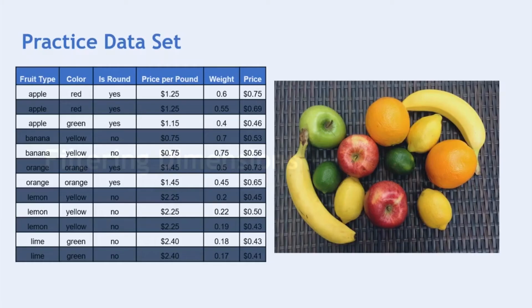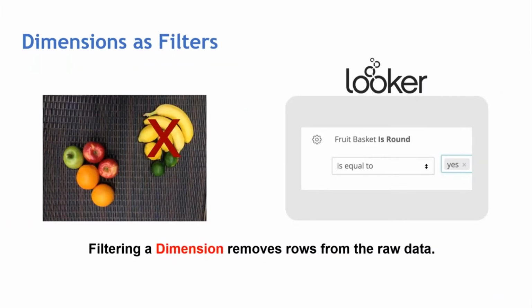Now let's see how we filter the dimensions. At the same time, we'll use the same data set over here. Dimensions as filter: filtering a dimension removes rows from the raw data. So saying that if you're putting a filter on any of the dimensions, we'll remove the records while representing it in the dashboard. But to be very clear, it will not remove the data from the table or from the data set. It will just filter it out while pushing it to the dashboard or to your Looks.